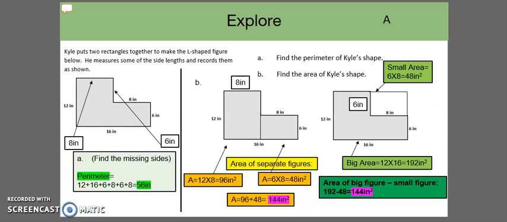Okay, so hopefully you had enough time to go through and find the perimeter and the area of the shape. So we're going to first go over the perimeter. So what we need to do is figure out the missing sides.